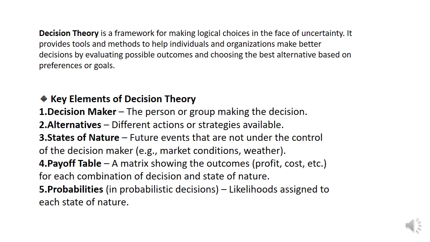Key elements of decision theory are: decision maker, the person or group making the decision; alternatives, different actions or strategies available; states of nature, future events that are not under the control of the decision maker, for example market conditions, weather conditions, etc. Payoff table, a matrix showing the outcomes, profit, cost, etc. for each combination of decisions and states of nature. Probabilities, in probabilistic decisions, likelihoods assigned to each state of nature.